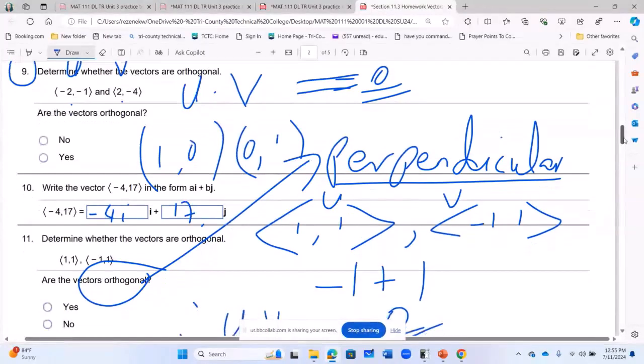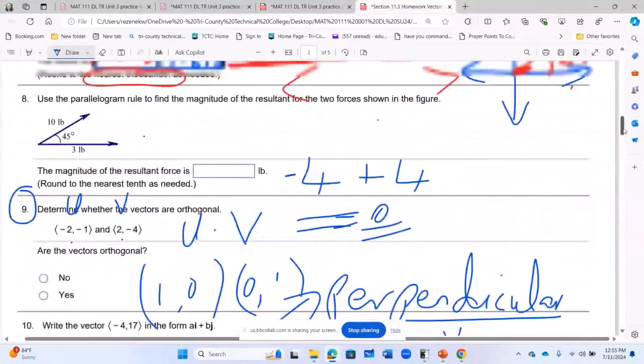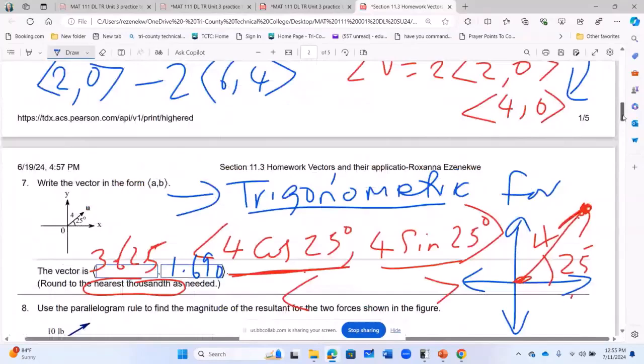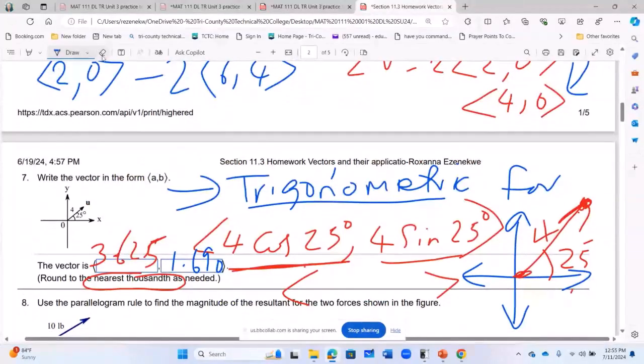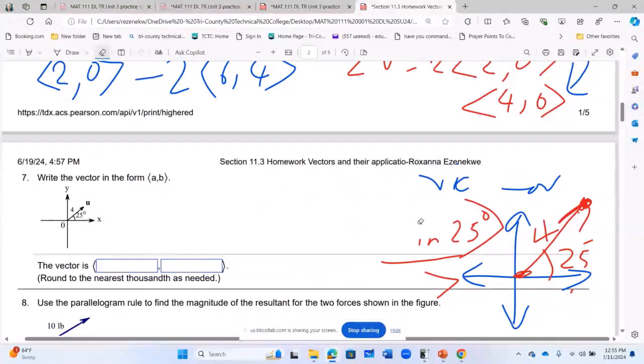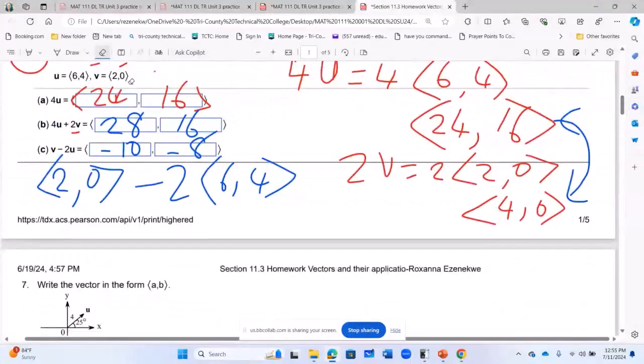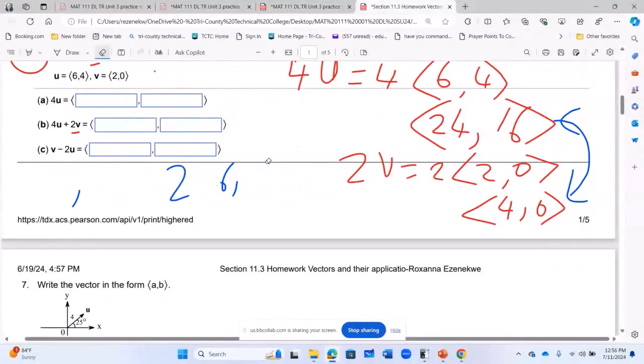Okay, now we talked about orthogonal vectors. We talked about vectors in a Cartesian plane. We have already talked about some things. Write a vector in trigonometric form, change the trigonometric form to another form, and you will be told to do that in a test. Okay, and then we are still in vectors.